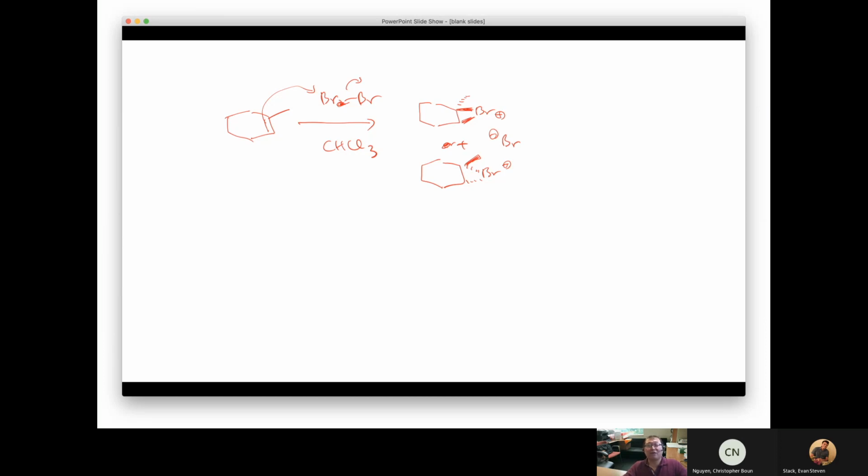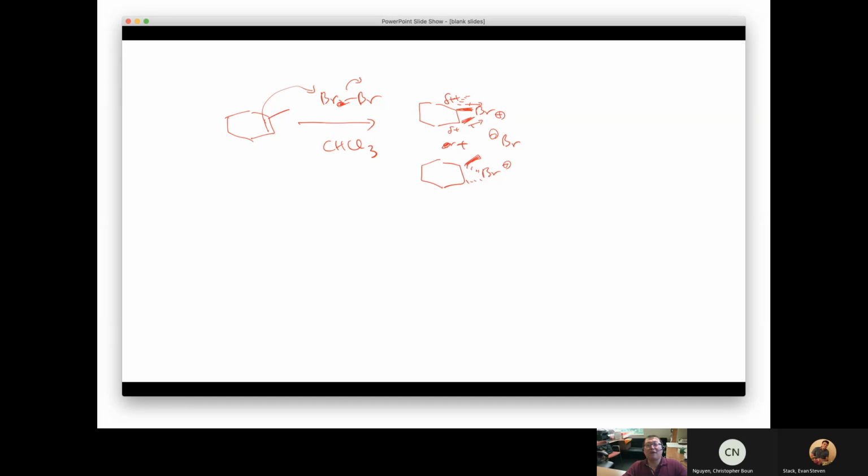So that's something that we need to talk about. It's almost the same situation. Bromine is going to, this is a brominium ion, so it's going to pull electron density from both carbons. But it's going to pull electron density unevenly. Which carbon will lose more electron density? The more substituted side. The more substituted side will lose more electron density.